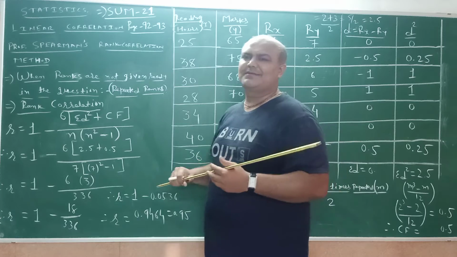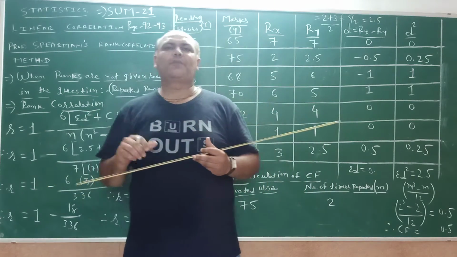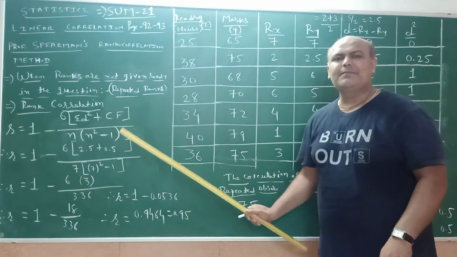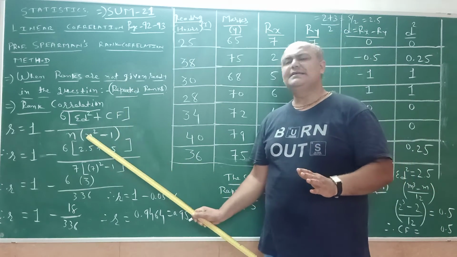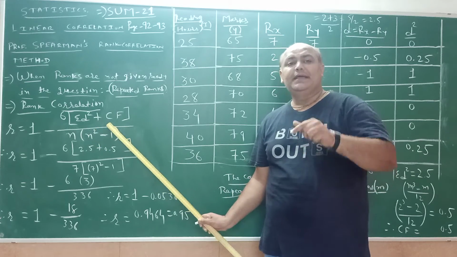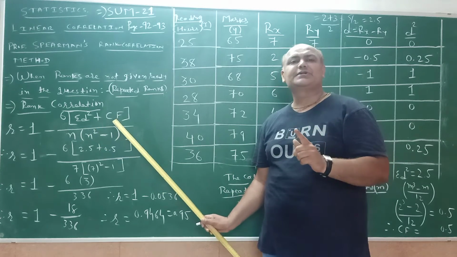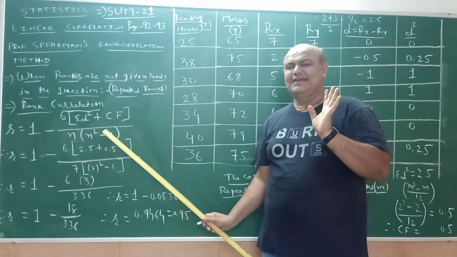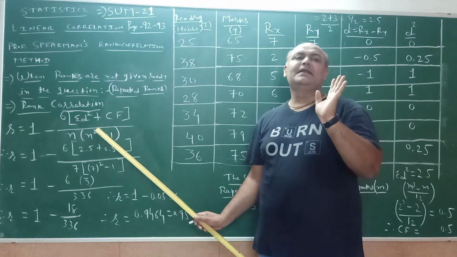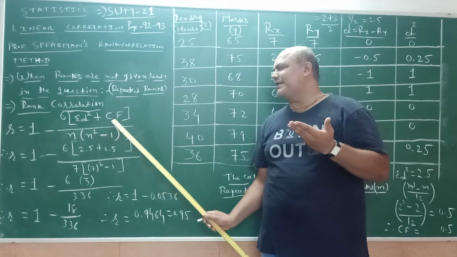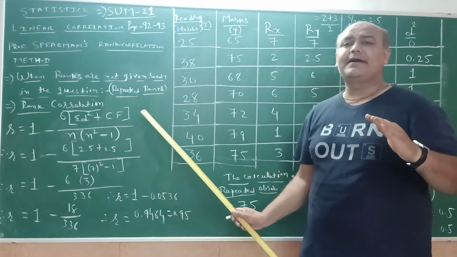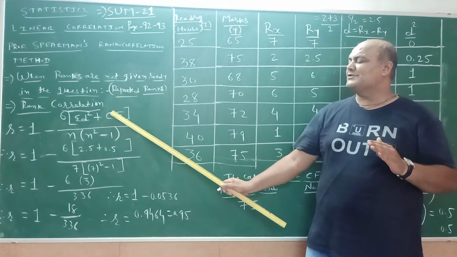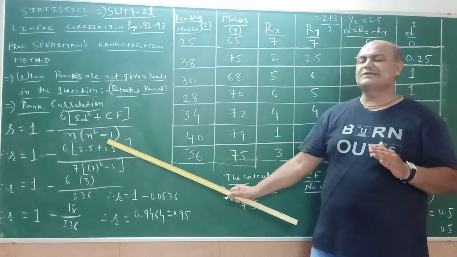Whenever repeated numbers are there, as you all are aware, the formula of Professor Spearman's rank correlation is R is equal to 1 minus 6 into sigma D square plus CF. In the previous sum, there is no correction factor because there are no repeated ranks. Each rank comes only one time, so there is no need of CF, the correction factor. But whenever the numbers are repeated, then we have to apply the correction factor: 6 sigma D square plus CF upon n square minus 1.